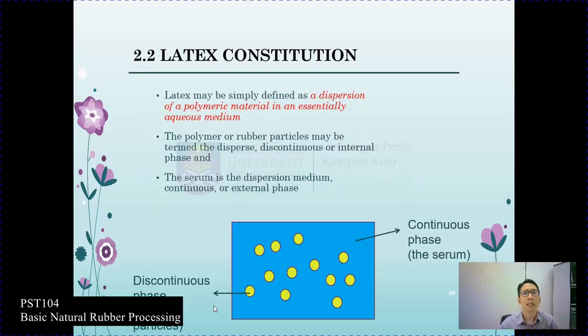Okay, next. Latex may be simply defined as a dispersion of polymer material in an essentially aqueous medium. Okay, the polymer or rubber particle may be termed the dispersed, discontinuous, or internal phase, and the serum is the dispersion medium, continuous or external phase. So you have a serum, which is the continuous phase, and then you have a rubber particle, which is the discontinuous phase. Okay, here is the illustration of the serum and the rubber particles.